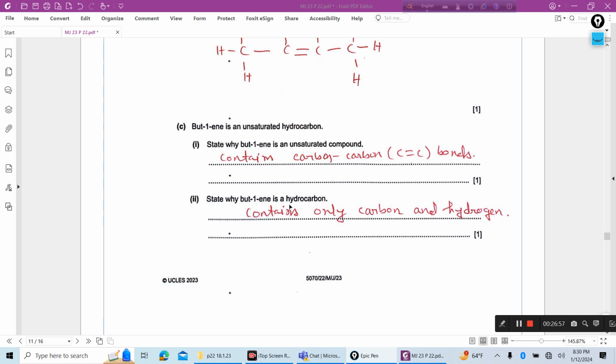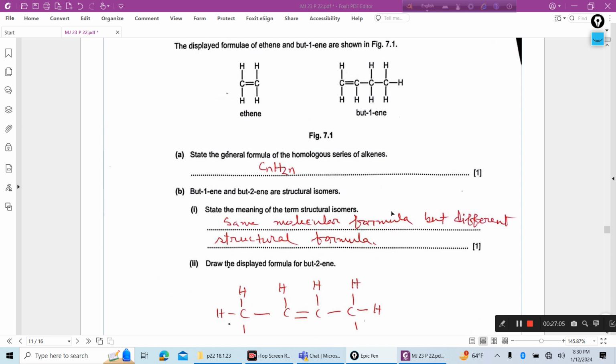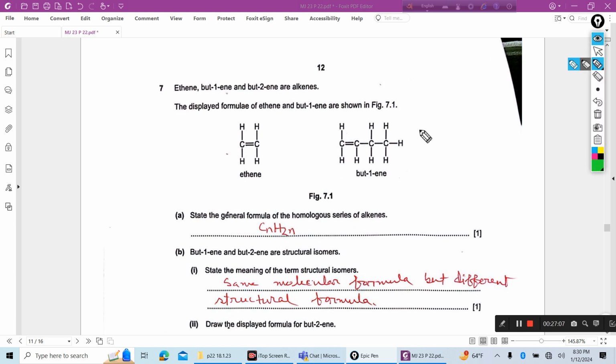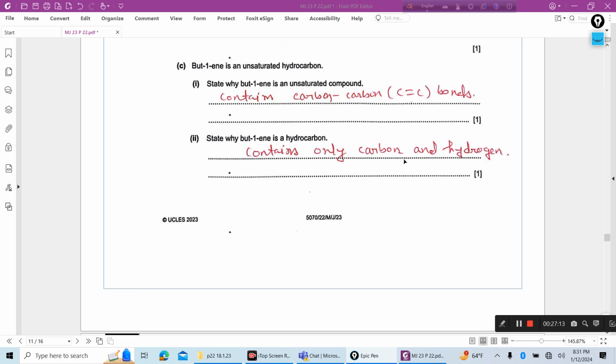State why but-1-ene is a hydrocarbon. You know, compounds containing carbon and hydrogen only are called hydrocarbons. So but-1-ene only contains carbon and hydrogen. Carbon and hydrogen. That's why this is known as hydrocarbon.